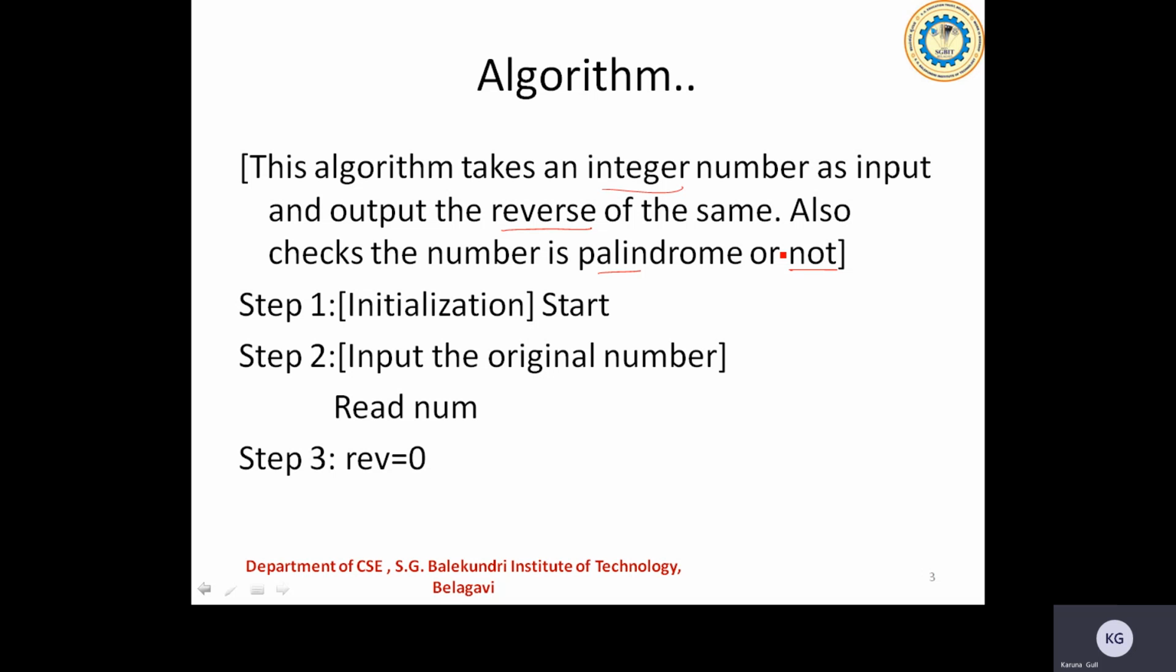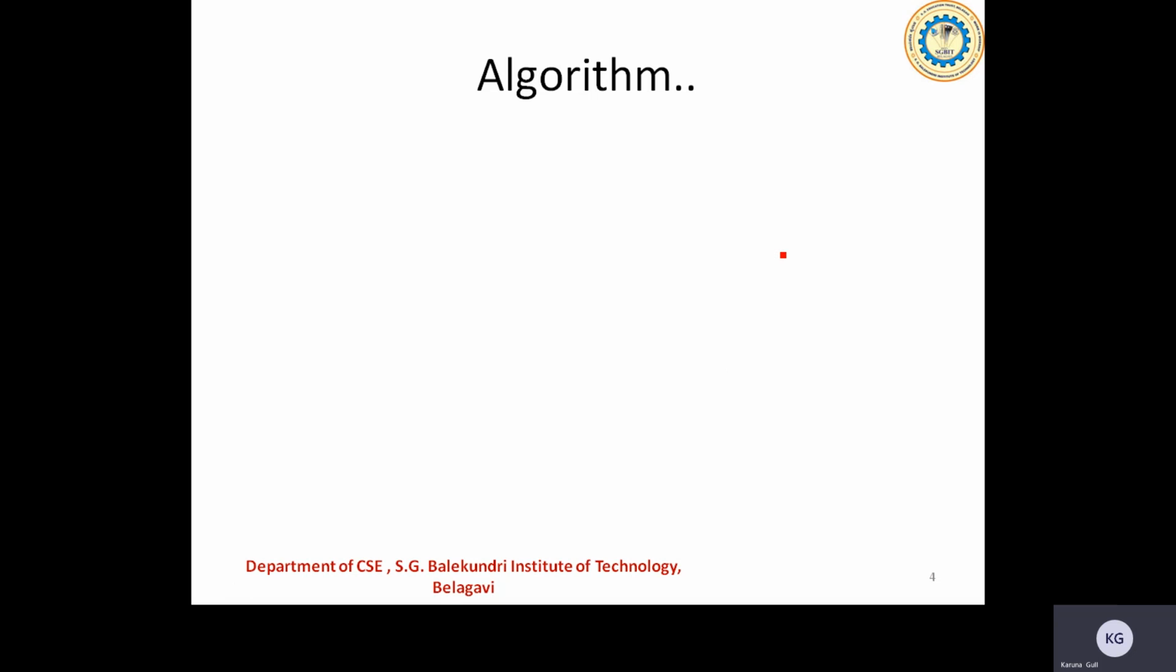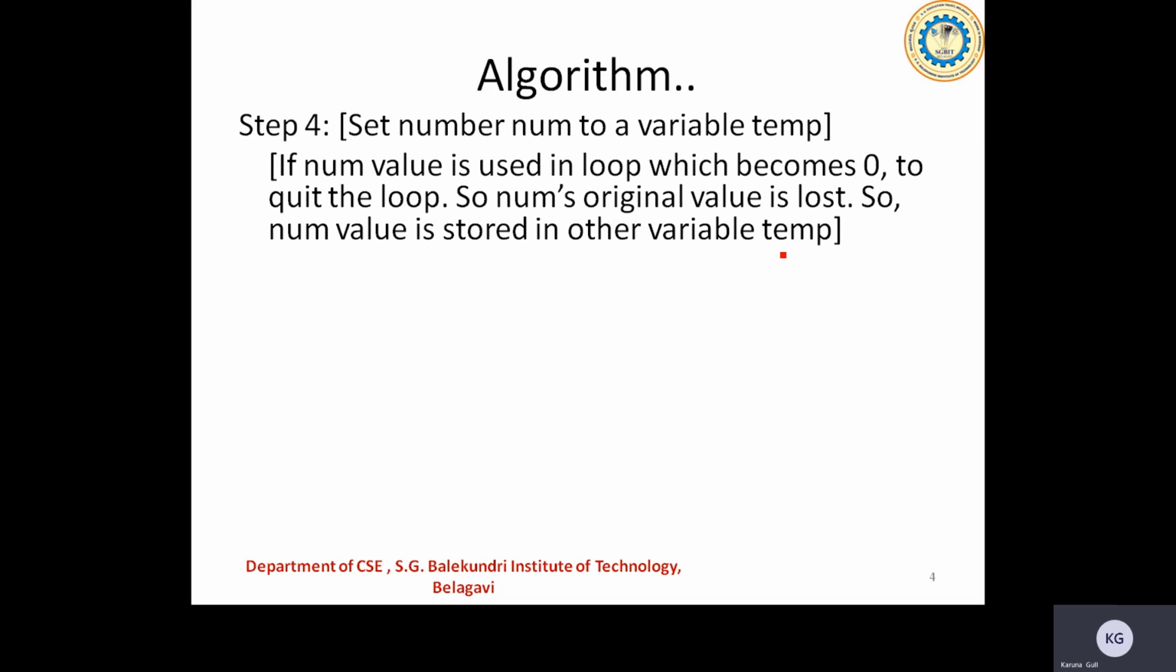To do that, initially I'll be initializing reverse equal to 0, so that whenever I take the units place data and shift it towards the left side, that will be done with the help of this particular reverse value. Next I'll be storing the given data inside another variable, which I call the temporary variable.